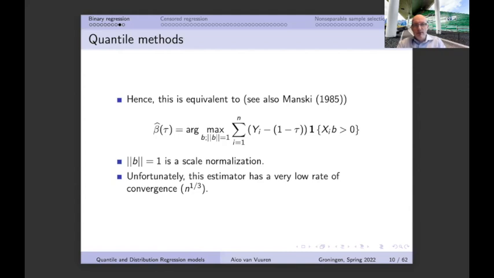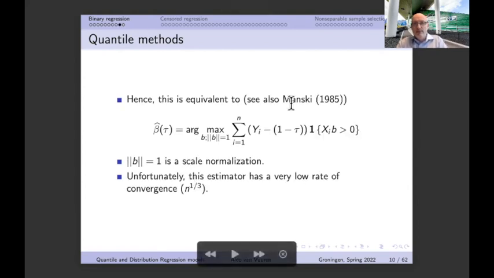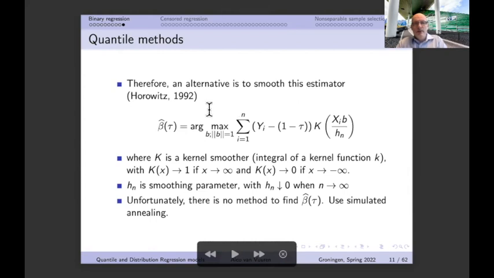For example, taking bootstraps cannot be done when the convergence rate is not equal to the square root of n. So in that sense, this is not such a nice estimator, because we cannot calculate, for example, the standard errors based on this low rate of convergence. Therefore, Horowitz came, also in the Journal of Econometrics, with an adaptation of the original Manski estimator.